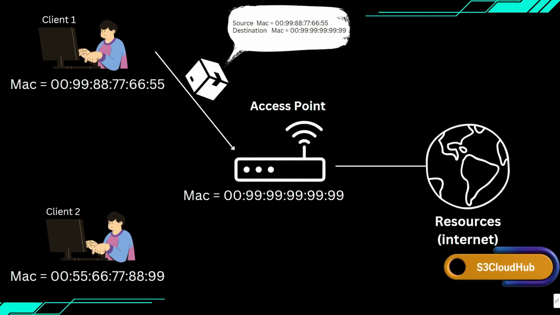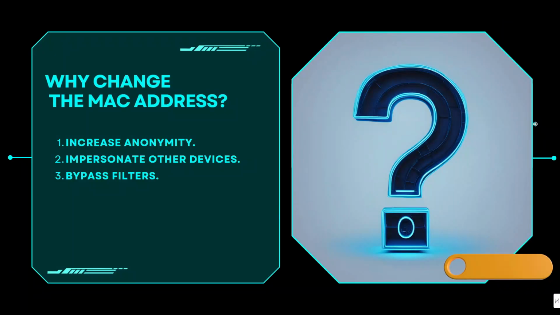It's used within a network to identify devices and helps transfer data between them. Every data packet sent over a network has a source MAC address, where it's coming from, and a destination MAC address, where it's going. Since the MAC address is unique to each device, changing it can help you to stay anonymous on the network. For example, some networks only allow specific devices to connect based on their MAC addresses. By changing your MAC address, you can pretend to be a different device, bypass filters, or hide your real identity.